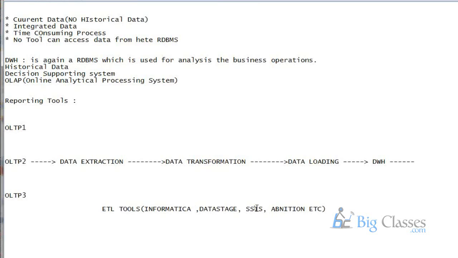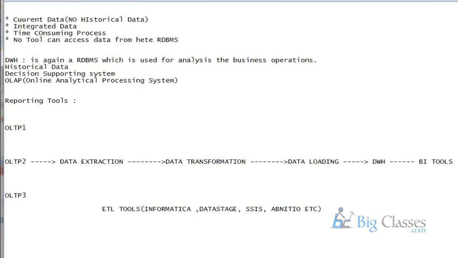So SSIS is the ETL tool that comes from Microsoft, and the other one is the ETL tool that comes from another corporation. These are all the ETL tools which are going to do the task of getting the data into the data warehouse. Once you have the data in the data warehouse, who is going to access it? The reporting tools or business intelligence tools are going to access the data in the data warehouse.